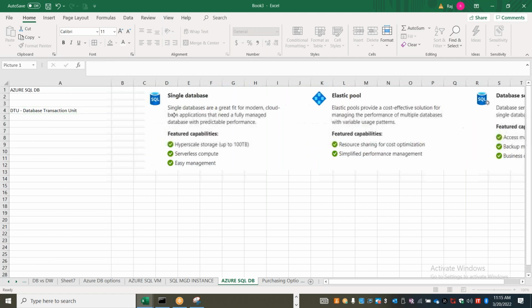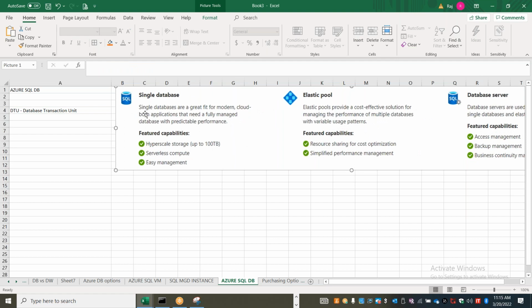Whether you need a standard DTU or an elastic DTU. Elastic DTU is suitable for applications which have variance in workload, for example if an application needs more database transactions in the morning, afternoon and evening. Then you can go for the eDTU model, which is elastic DTU, which will help you reduce the cost instead of going for a fixed sizing.